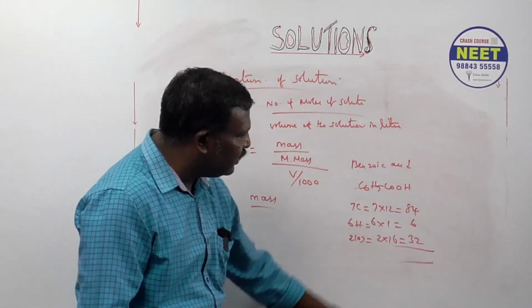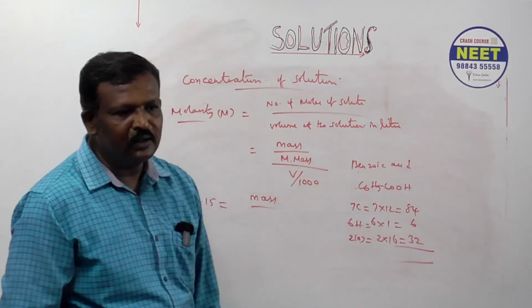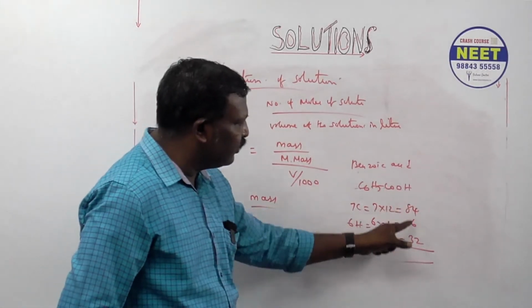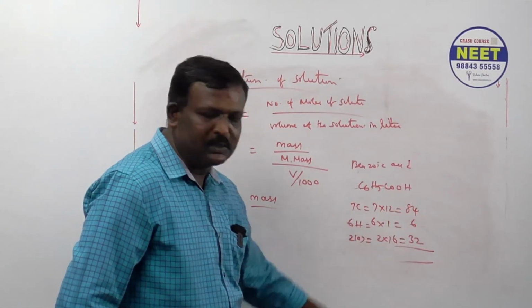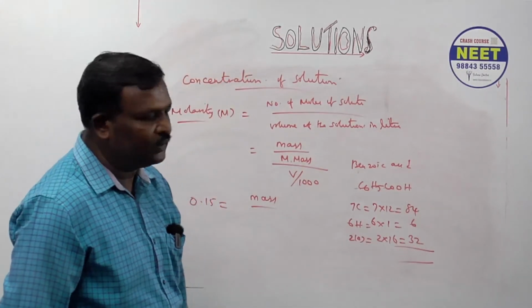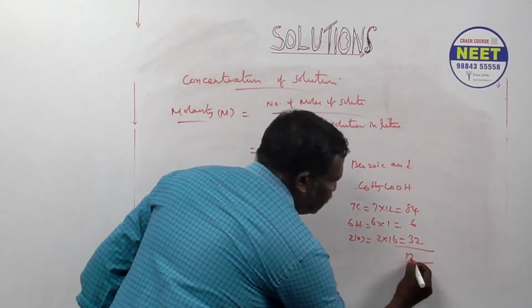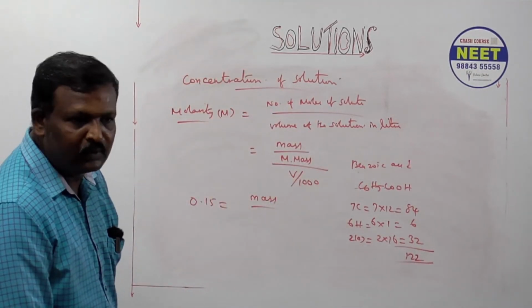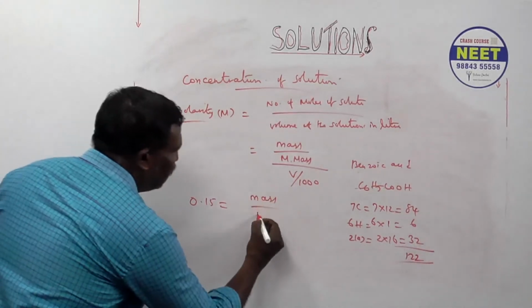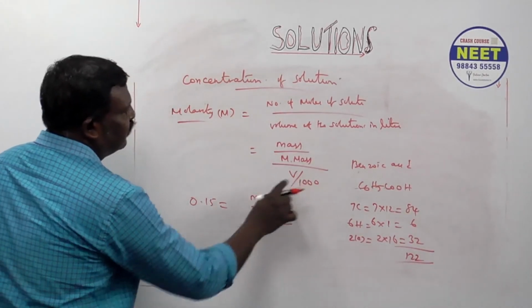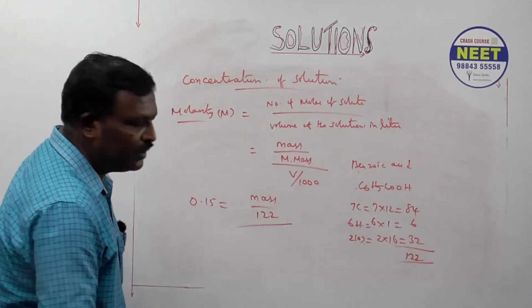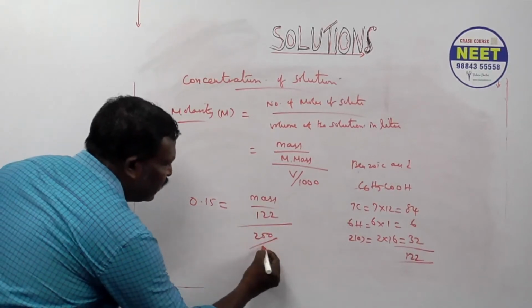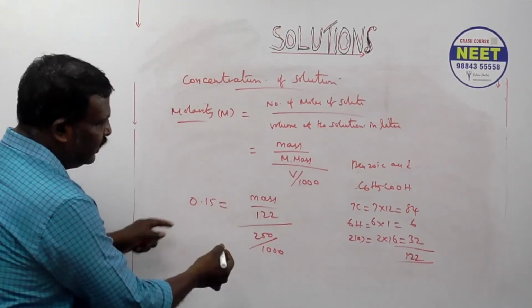If we add all this, how much? 84 plus 6, 90. 90 plus 32, 122. Check. So 122 divided by volume of the solution in liters. How much ml? 250 ml is given or not? 250 ml by 1000. That's all. Multiply, you can get mass.